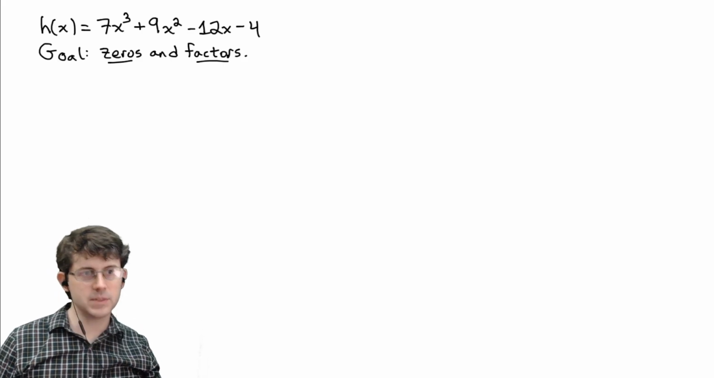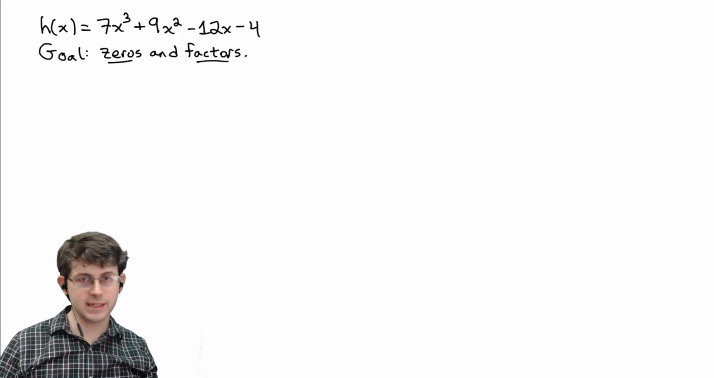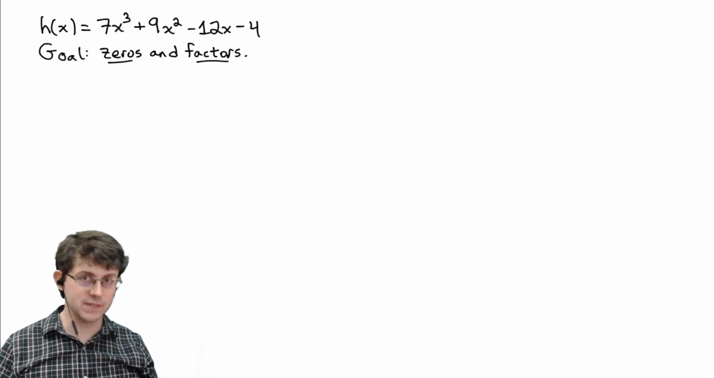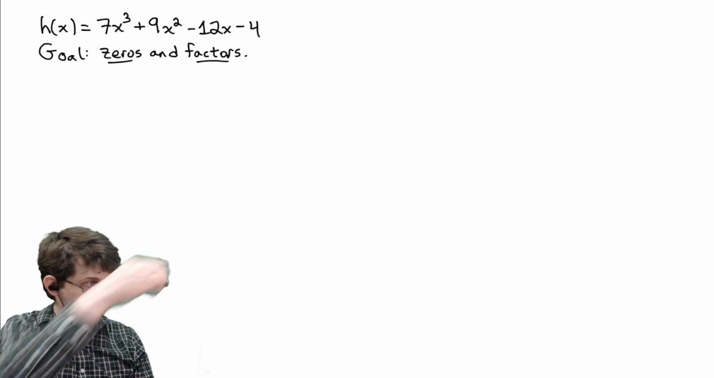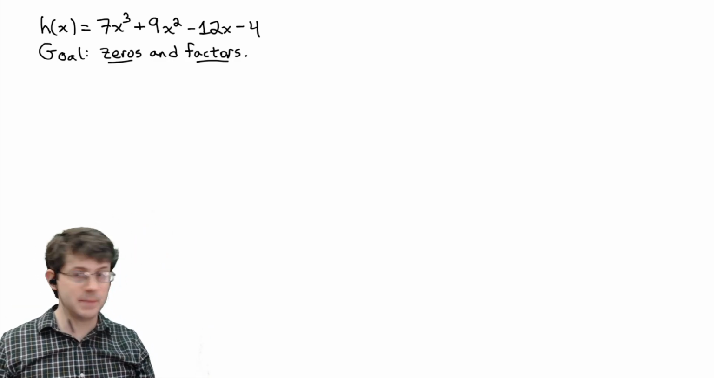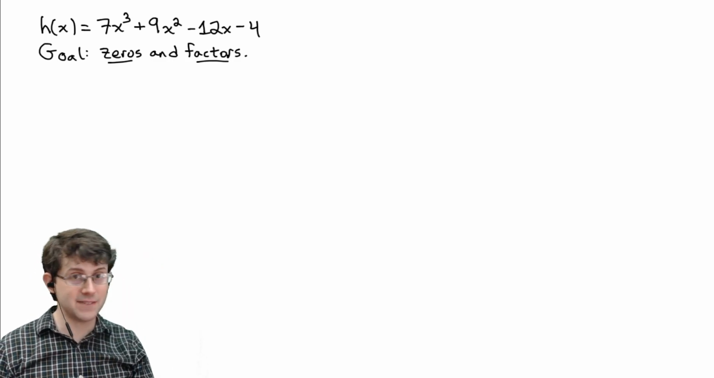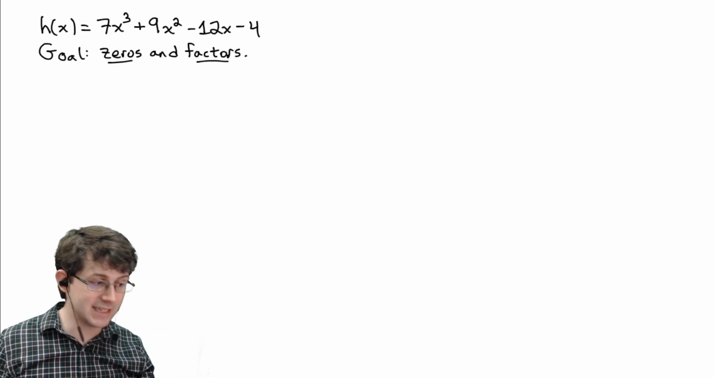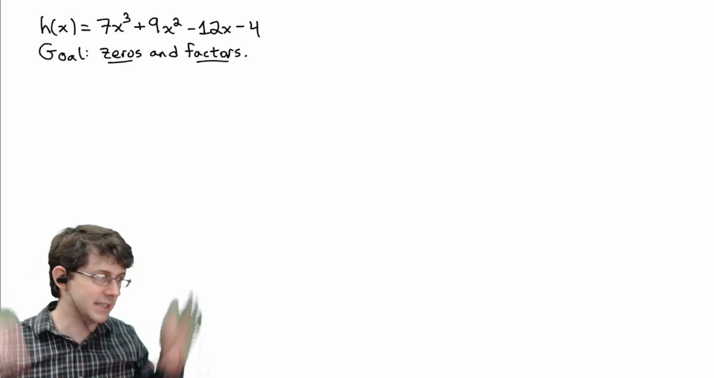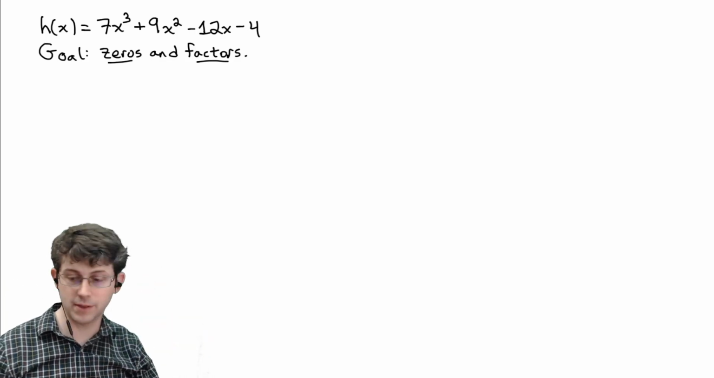Okay, in this video I'm just going to go through a couple polynomials and try to find the zeros and factors of those polynomials. That should get you through all the different kinds of ALEKS homework questions that you could possibly have about polynomials like this. So up at the top I've got h of x is 7x cubed plus 9x squared minus 12x minus 4. The goal is, depending on what the question says, it's either to find the zeros or the factors. I'll just do both so you can see how to do both.